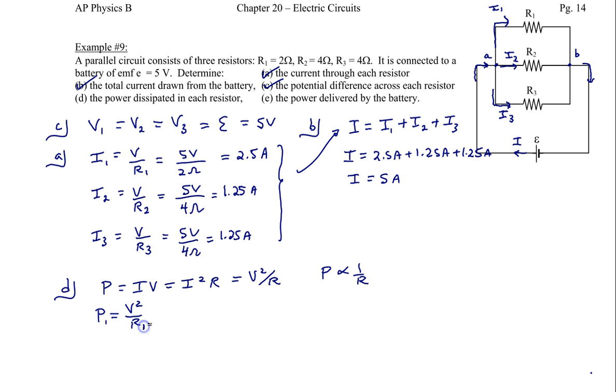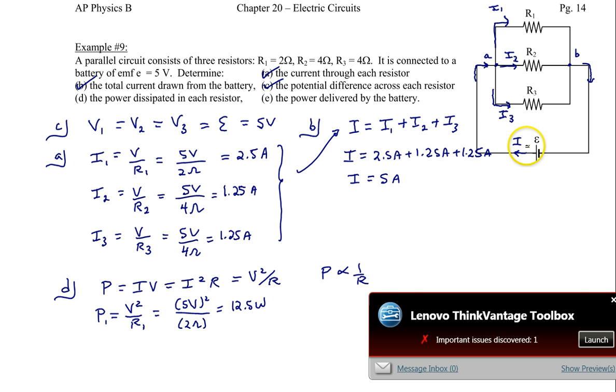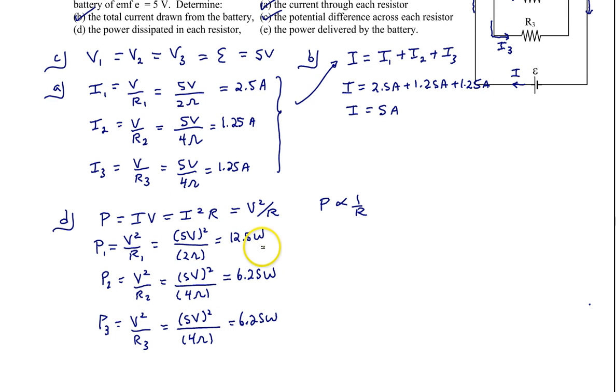So power 1 equals voltage squared over resistance 1. That voltage for all of them is that EMF of 5 volts, squared, divided by resistance 1, which is 2 ohms. And so go ahead and calculate that. I get 12.5 watts, and then I can do a similar thing for light bulb 2 and 3. Okay, and so we see that power 2 is 6.25 watts, also power 3 because they're both the same resistance. And the brighter bulb is the first bulb because it has the lowest resistance.